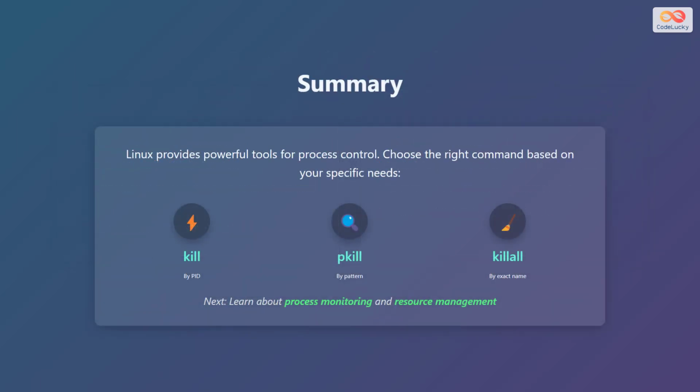In summary, Linux provides powerful tools for process control. Choose the right command based on your specific needs. Use kill by process identification number, or PID, pkill by pattern, and killall by exact name. Up next, you can learn about process monitoring and resource management to further enhance your Linux skills.